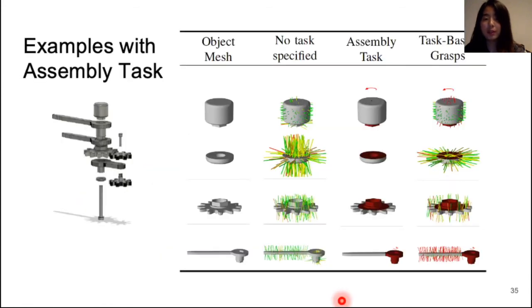We also show examples on an assembly task shown in this exploded assembly diagram. Each row of the table shows a single object in the assembly task. The first column shows the object mesh without any task specified. The second column shows the computed grasps. The third column shows the stay-out zones and wrenches needed for the assembly. The fourth column shows the grasp generated based on the model in the third column.